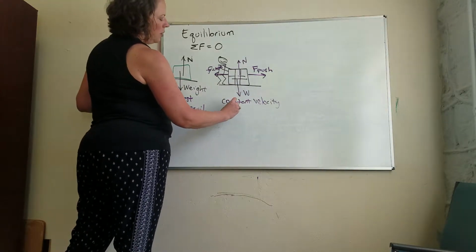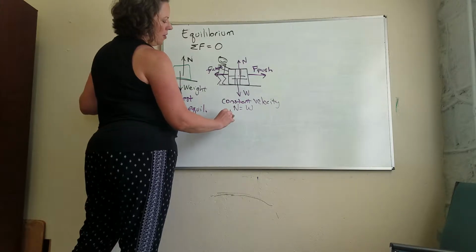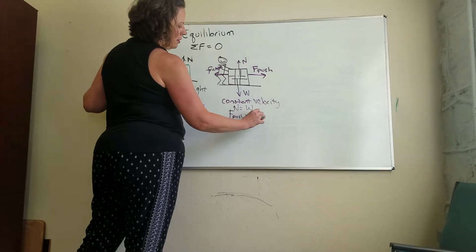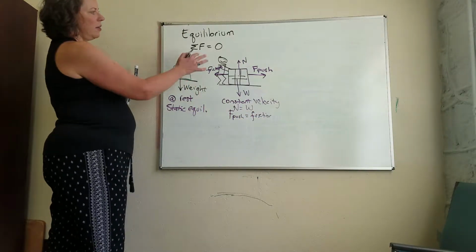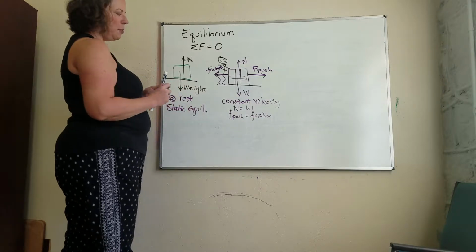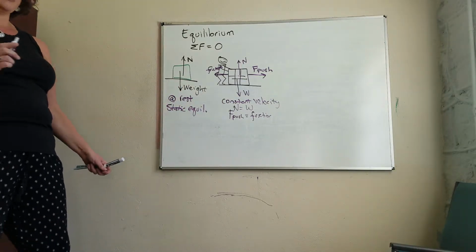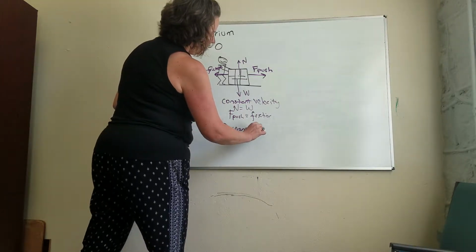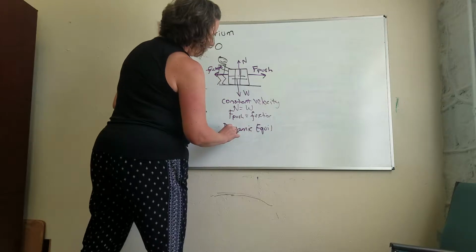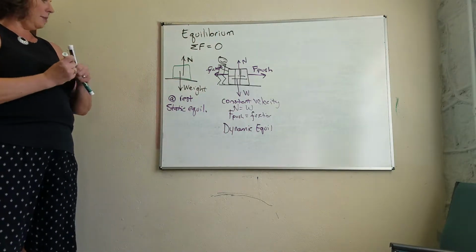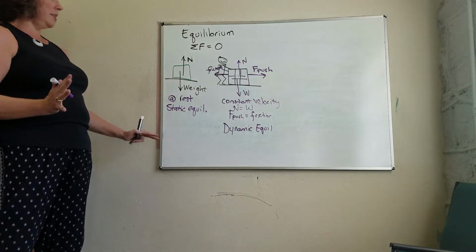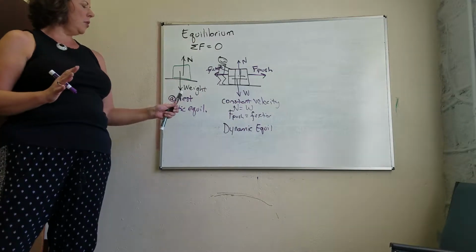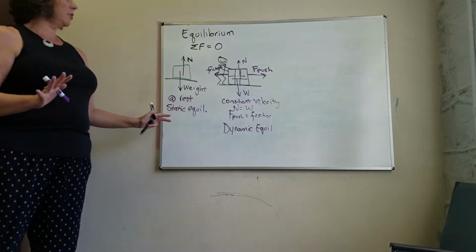So we have the normal equal to the weight. We have the push force equal to the friction. And that means that our net force is 0. So this type of equilibrium was what type? Dynamic. Very good. Dynamic meaning moving and static meaning still. So those were our equilibrium situations. Now, the big idea when the net force is 0 is there is no change in motion. So this was what the first law was about.